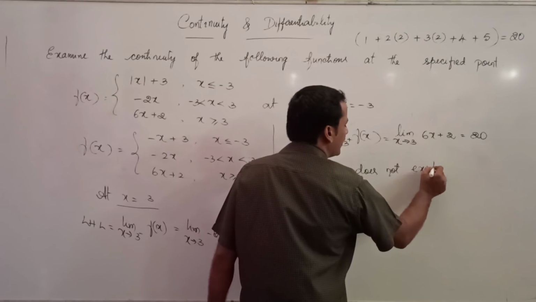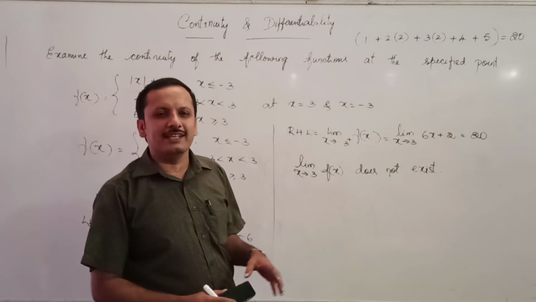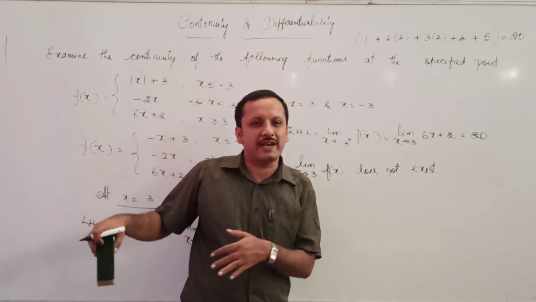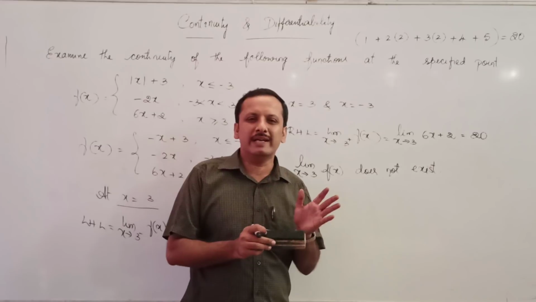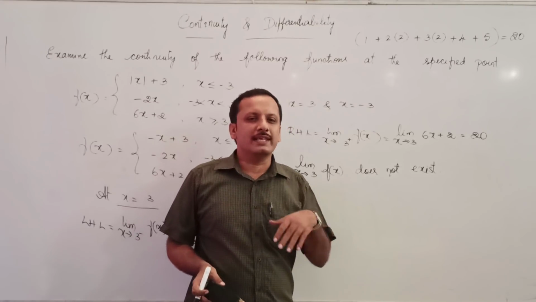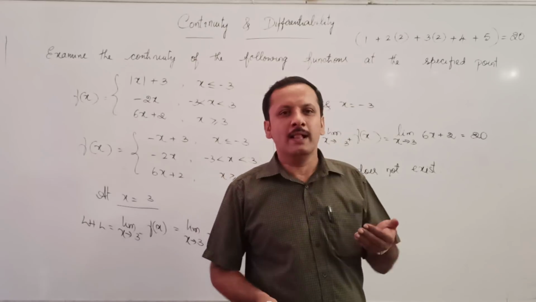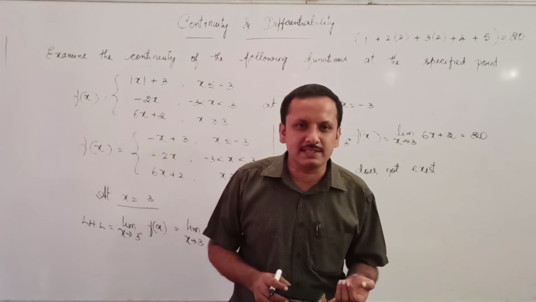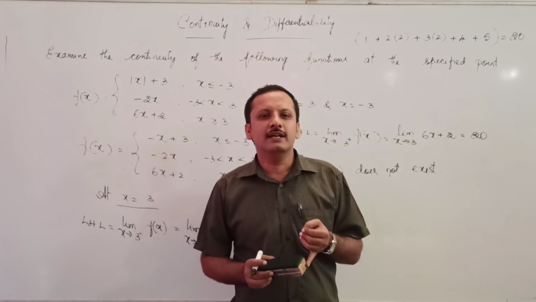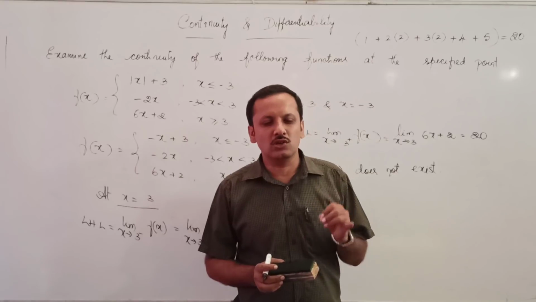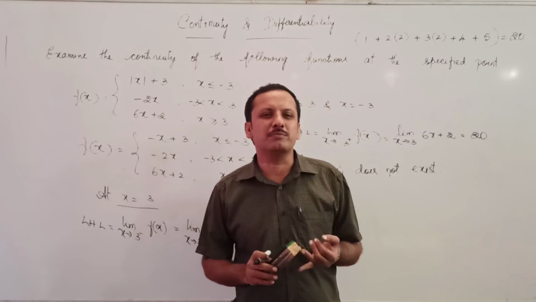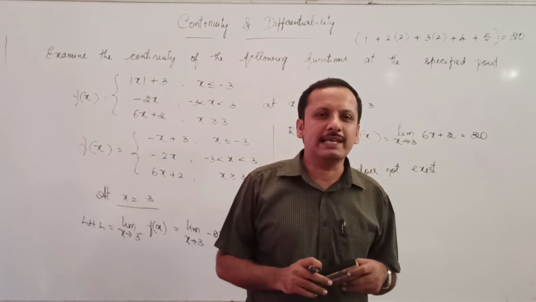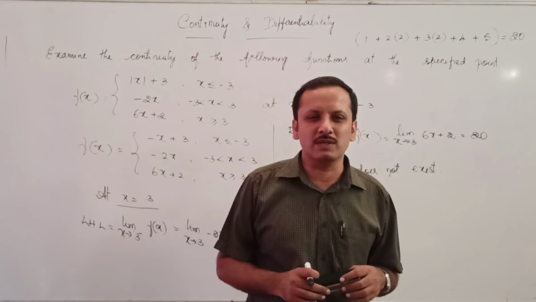When the limit itself does not exist, then there is no question of it being continuous at that point. See, for a function to be continuous at a particular point, it is not enough that the limit exists; along with it, the functional value must also be equal. Left hand limit must be equal to right hand limit, must be equal to the functional value.